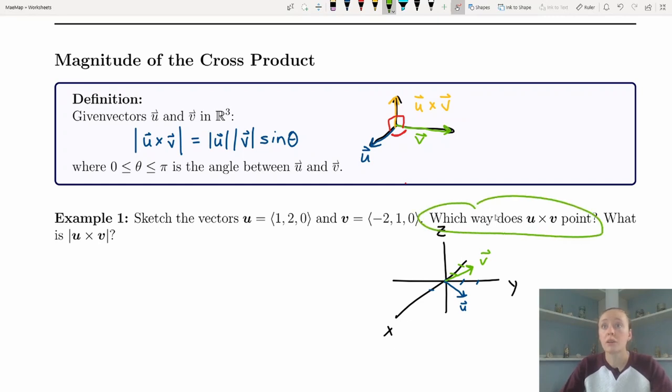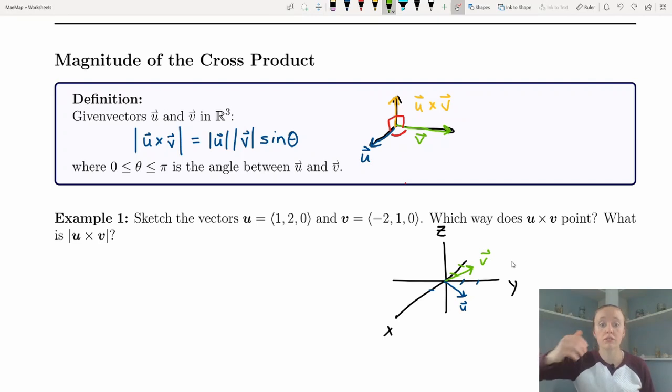Now right away, which way does u cross v point? So get out your right hands, start at the head of u, and wrap around to v. Notice that we're going to point upwards in that positive z direction, or thinking about our coordinate unit vectors, in that k direction.